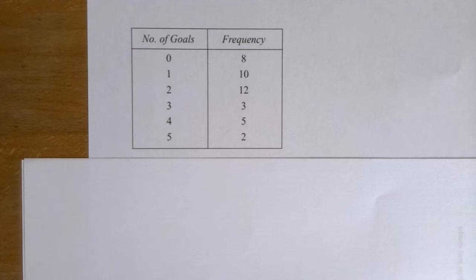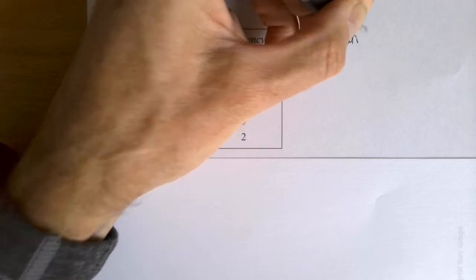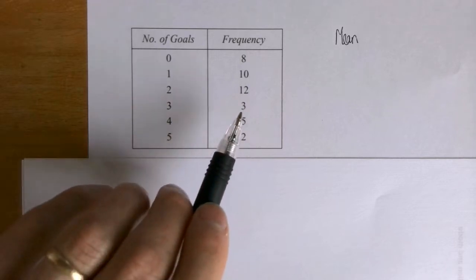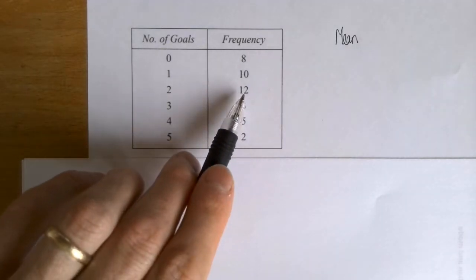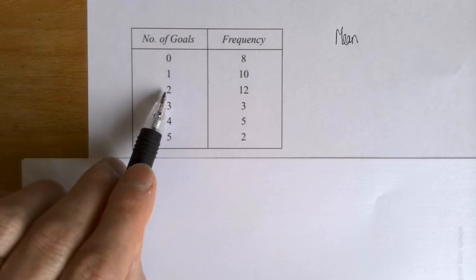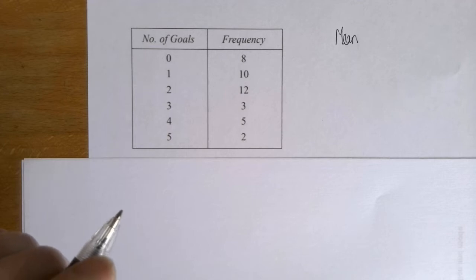And do you remember the lesson before that? We talked about finding the mean of a frequency distribution and the mode as well. We can easily see the mode. The mode is the most popular. So 12 games, there were 2 goals scored. So 2 is the mode. But the mean, if you remember, you had to do a little bit of a calculation.